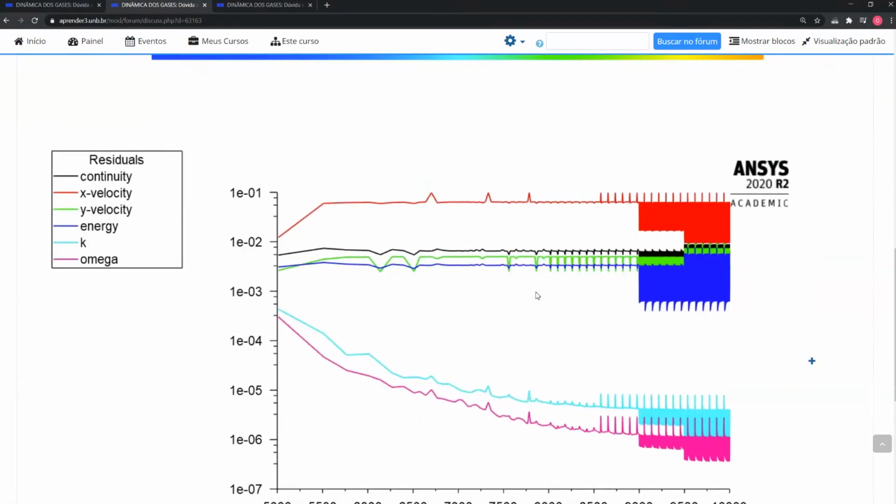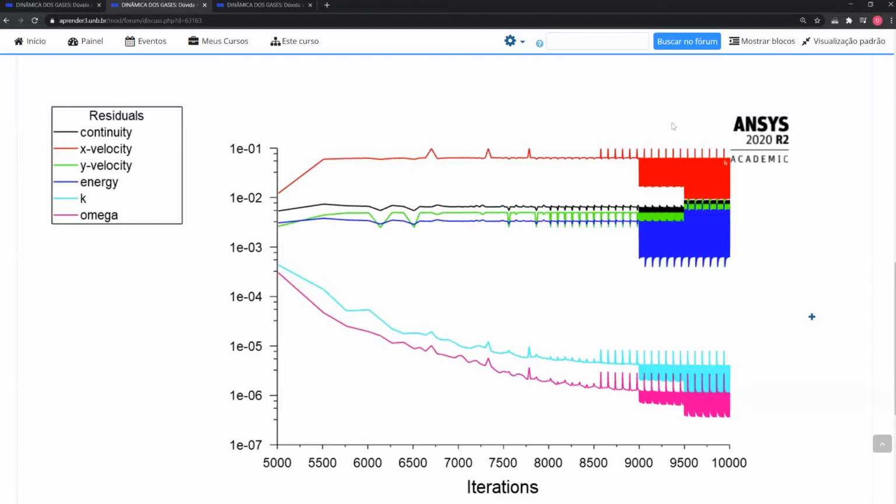Okay, the residuals that we are expecting here will probably be like this, or they could converge to some value. Usually we have convergence until 10 minus 3, 10 minus 4, and we stop the simulation, right? Depending on the model you are using and the geometry you are using, convergence can be like this, or convergence can be for all parameters, not just for the K and omega, for the K-omega turbulence model.